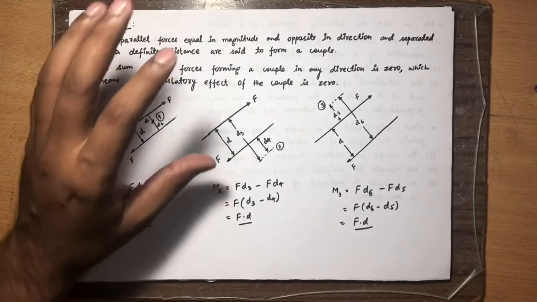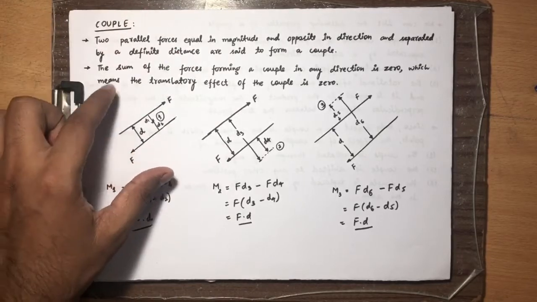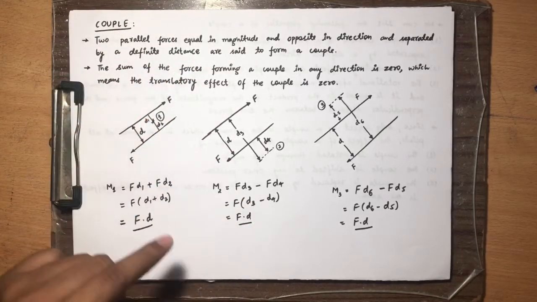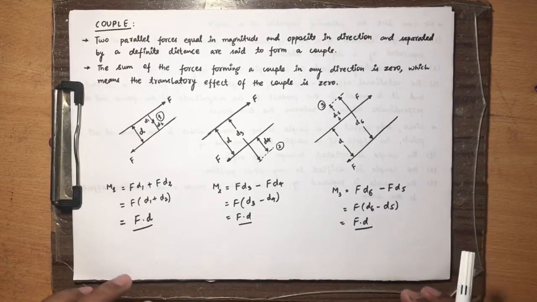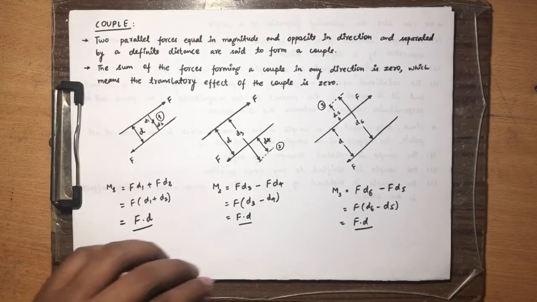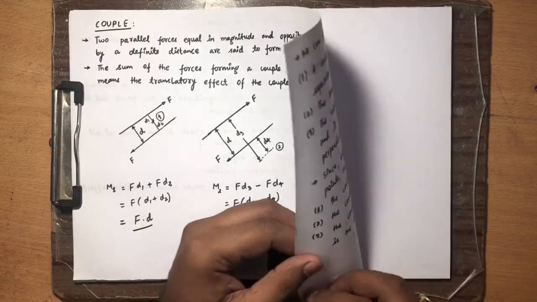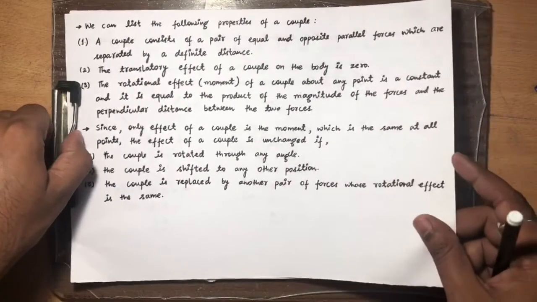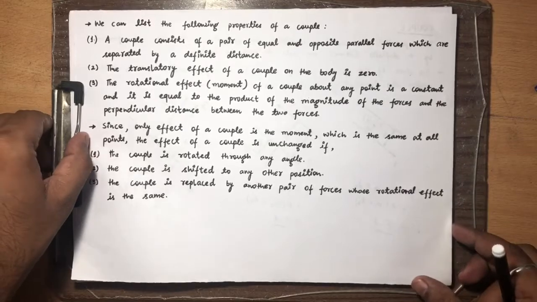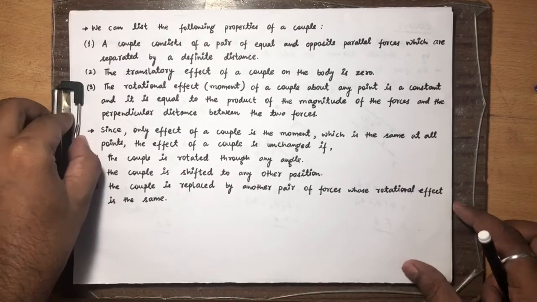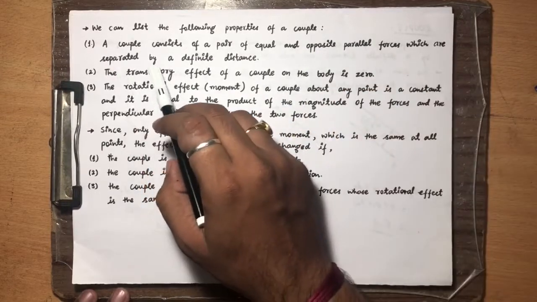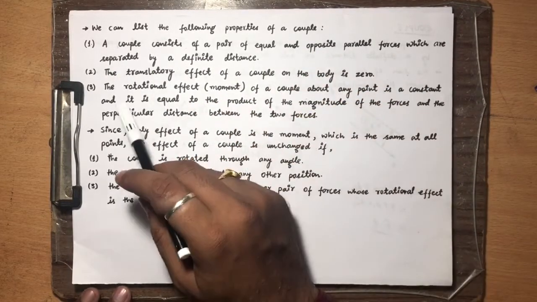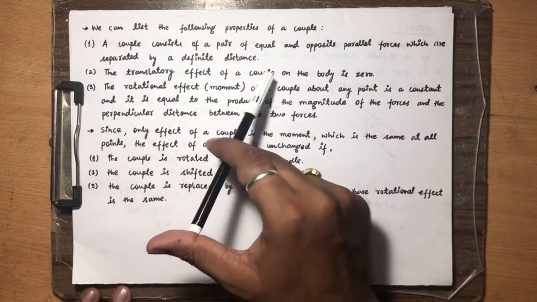Try to take any random point, make a couple, try to take 3-4 points around it and take the moment about those points. You will get this F into D in any case. So let us see some more properties of a couple. We can list the following properties of a couple. A couple consists of a pair of equal and opposite parallel forces which are separated by a definite distance. This we have seen. The translatory effect of a couple on the body is zero.